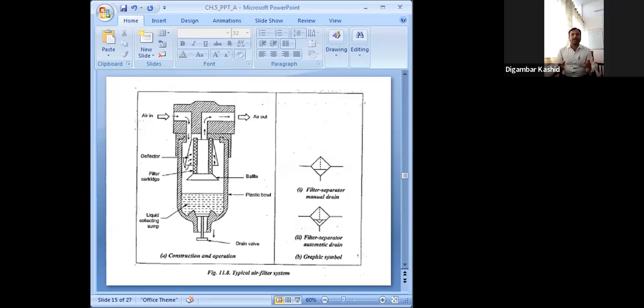And this deflector is used in the filter to mechanically separate the contaminants. For that purpose, this deflector is used. Getting it? It is placed before this filter cartridge. And this filter cartridge provides a random zigzag path for the air flow.